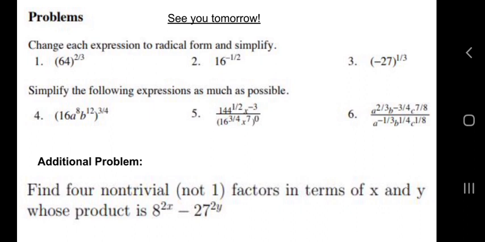So non-trivial factors are just factors that aren't equal to 1. So like, don't write 1 times 1 times 1 times 8 to the 2x minus 27 to the 2y. Right, so just find 4 factors to multiply to give you that, and that's your job. So factor it in terms of x and y. Obviously, there are going to be differences of squares or differences of cubes involved. So thinking about those notions, try to factor this using what we've learned, and also be careful about exponents.